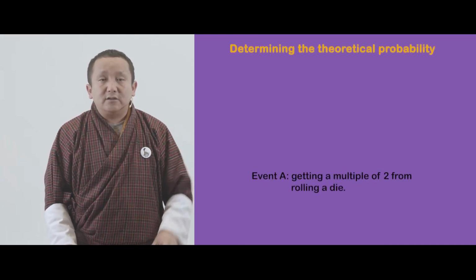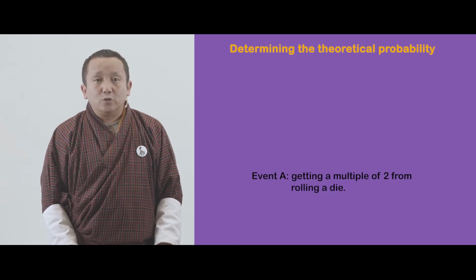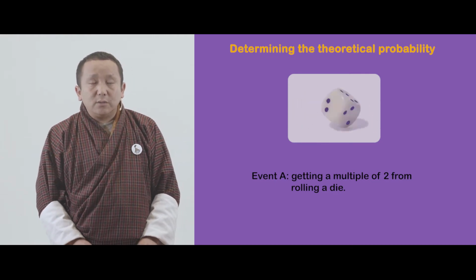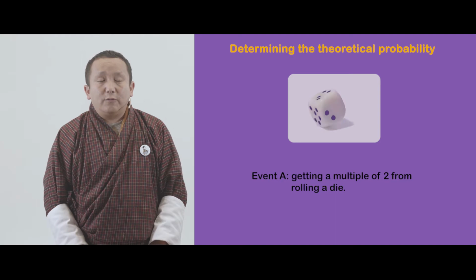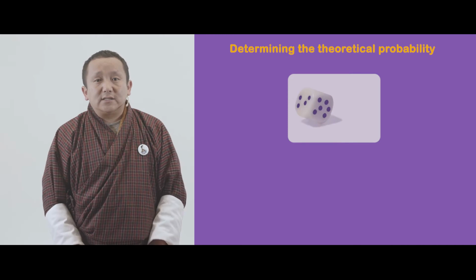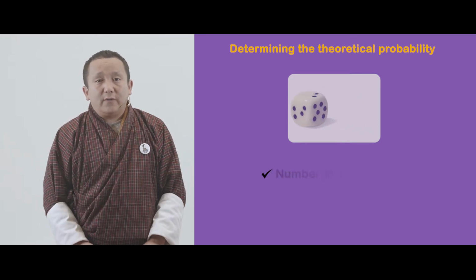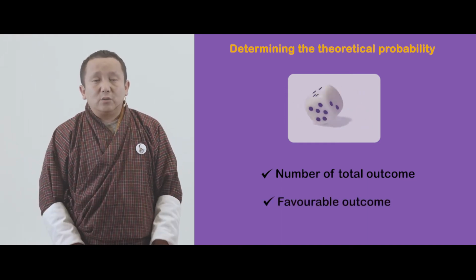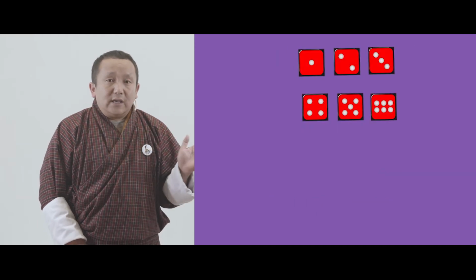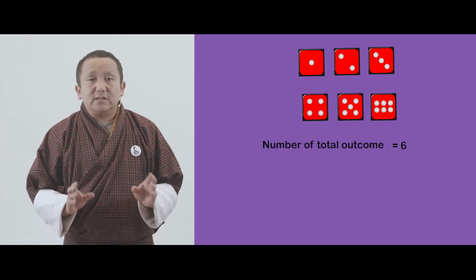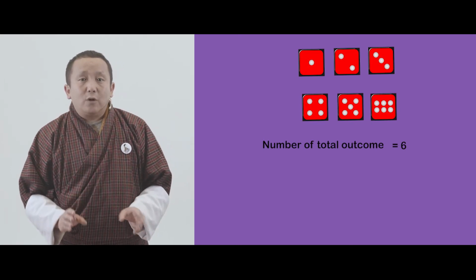Now let us look at this example and consider this event. The event here is getting a multiple of 2 from rolling a die, and if you're asked to determine the theoretical probability of getting a multiple of 2 from rolling a die, first of all you must do a mathematical analysis by listing down the total number of outcomes followed by the number of favorable outcomes, and then you can determine the theoretical probability. In this case, the number of total outcomes is 6 because the device used here is a die, and a die is numbered from 1 to 6.